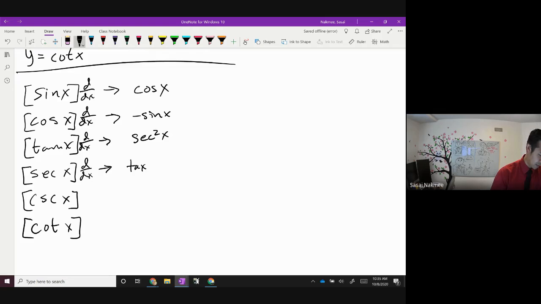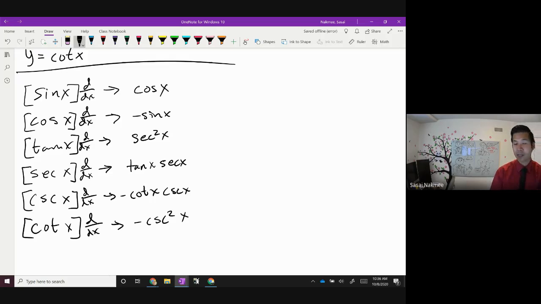The derivative of secant x is equal to tangent x secant x. The derivative of cosecant x is going to be equal to negative cotangent x cosecant x. And the last one, the derivative of cotangent x, is going to be equal to negative cosecant squared x.